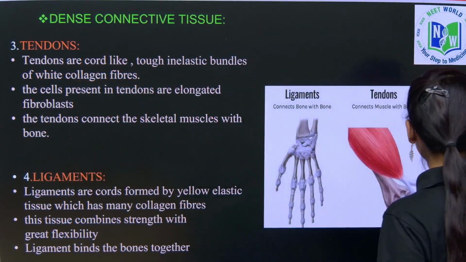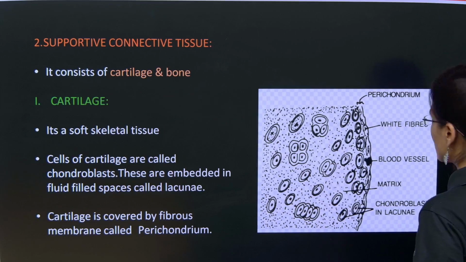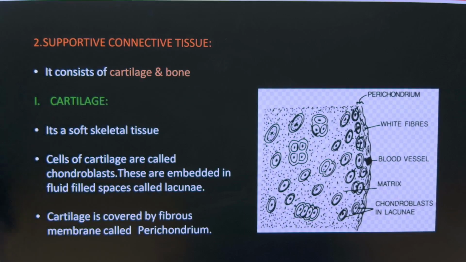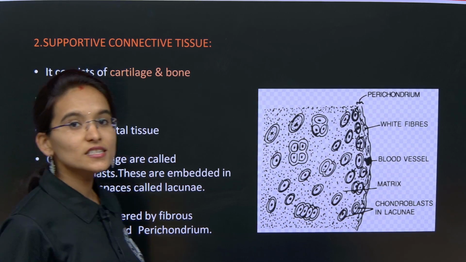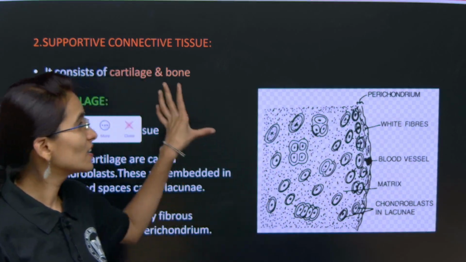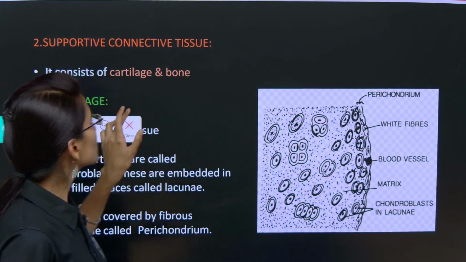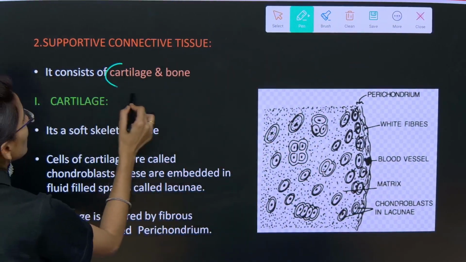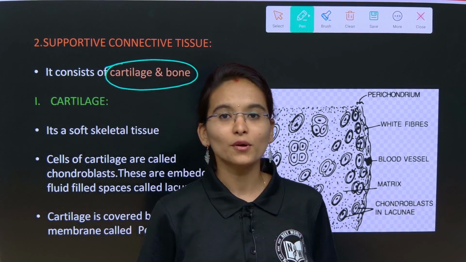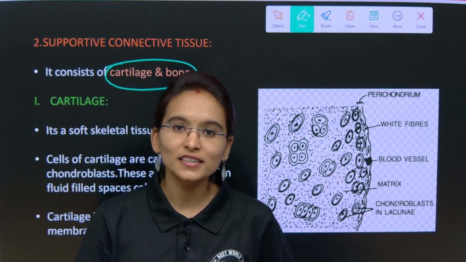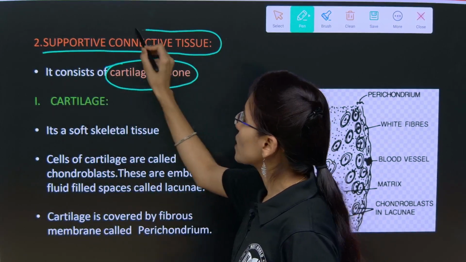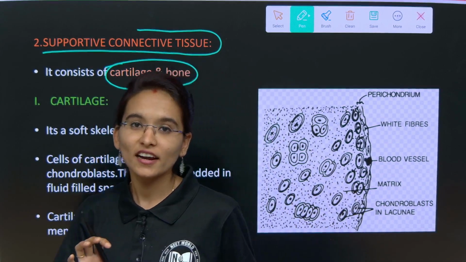Next, coming towards the supportive connective tissue. Loose connective tissue is completed. The loose connective tissue is categorized under the connective tissue proper. Next, in the supportive connective tissue, we are going to learn about the cartilage and bone. In the dense connective tissue we completed the ligament and tendon.